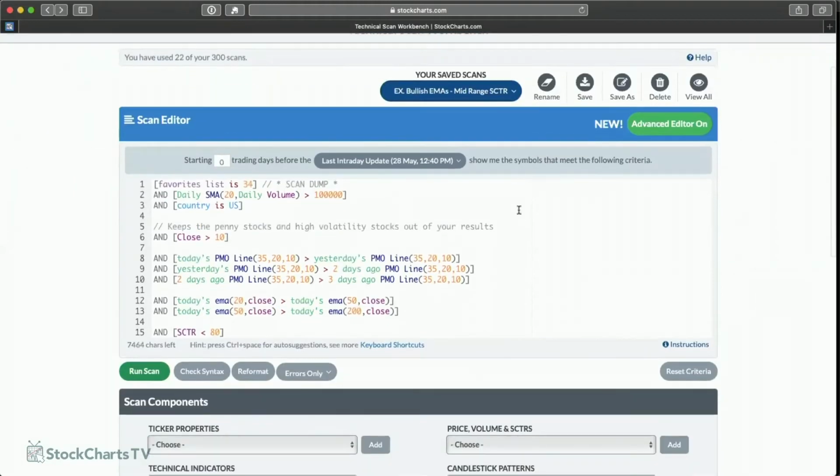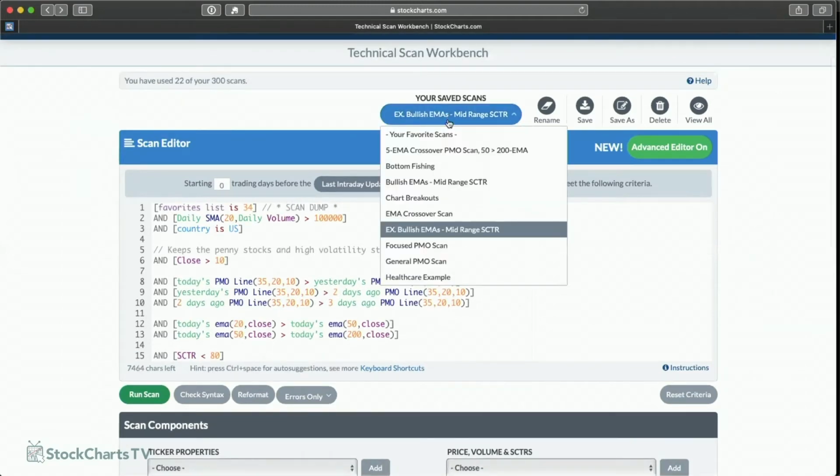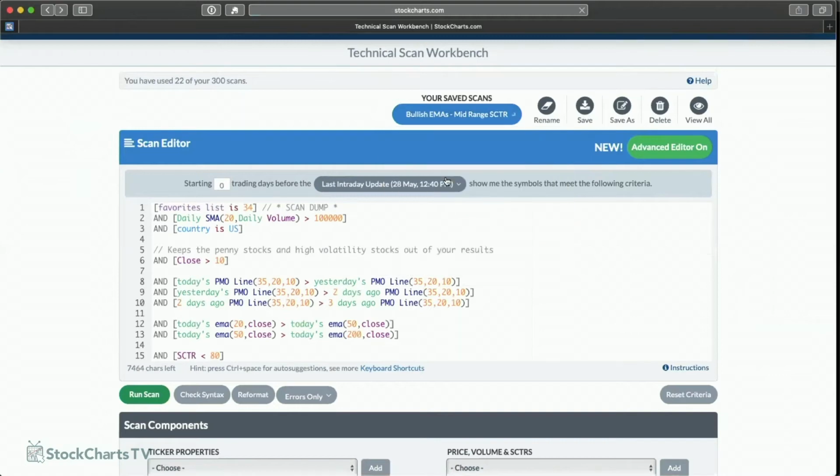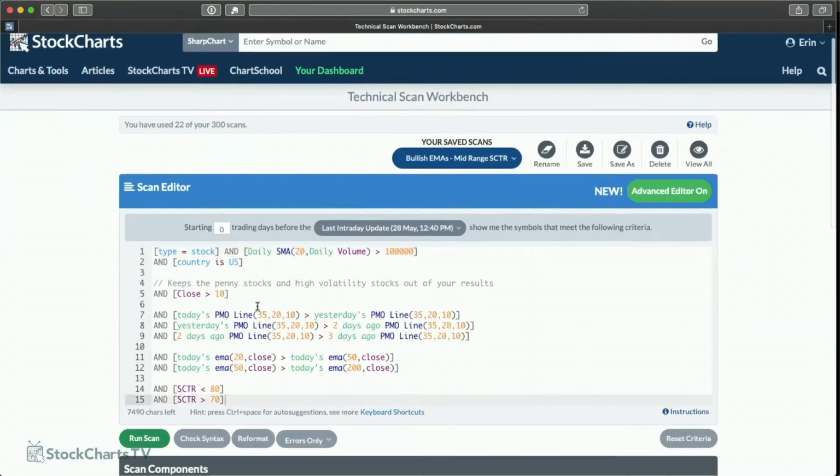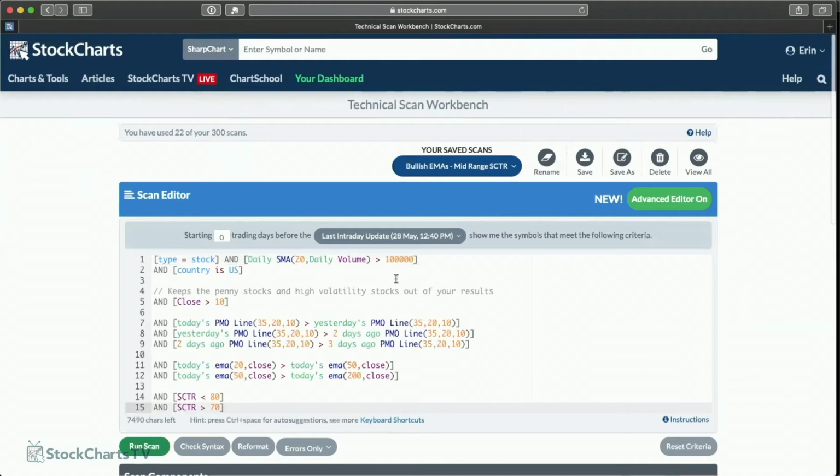All right, here's that new scan that I like. So I've got to understand what I'm scanning for. Where's the one? That's the one. Okay, so I'm looking for a stock in the US.